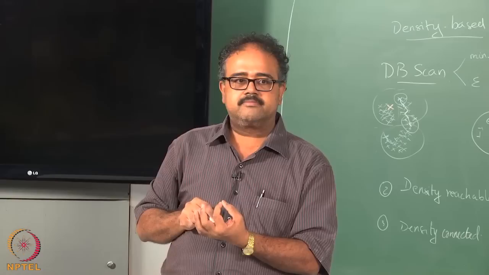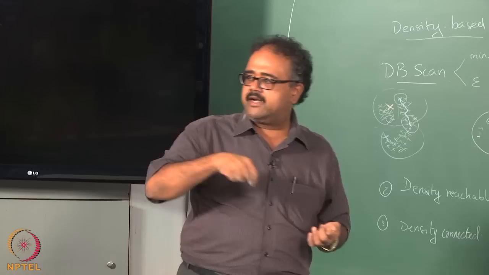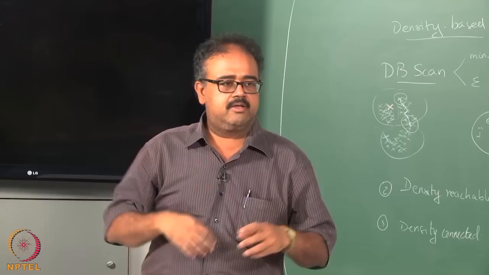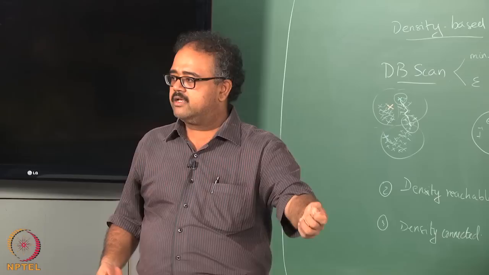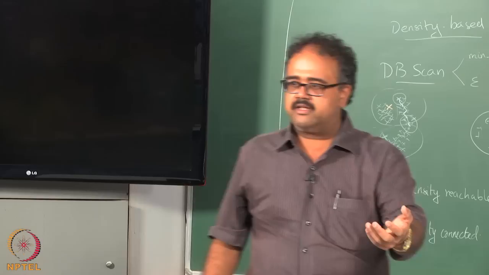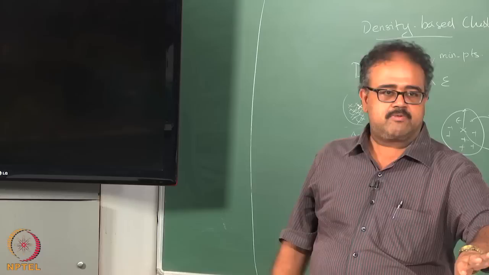So each point in turn, I will check if it is a core point or not. Any additional points I encounter when I do this check, I will throw into my queue. So I will keep going. If I reach a point which is not a core point, I will not insert the new neighbors of that point, I will just stop there and leave that exploration, go back to my queue to see if anything else is still there. So I keep doing this until my queue becomes empty.